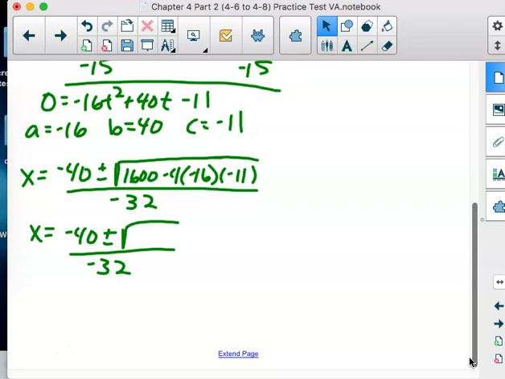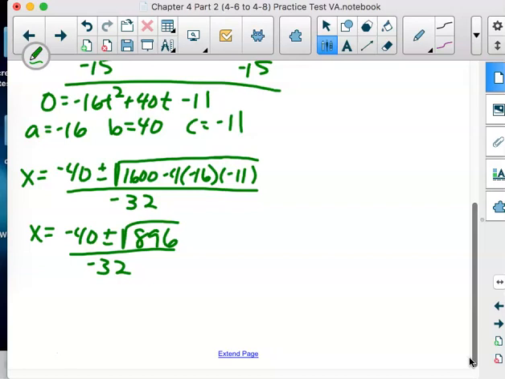So we have 1600 minus parentheses 4 times negative 16 times negative 11. 896. Now I have to think. If I'm going to tell somebody when this ball was up in the air, do I really want to simplify that square root, or do I want to just get calculator answers? Well, would you tell somebody it was at negative 40 plus the square root of 896, all divided by negative 32 seconds? So we better punch her in.